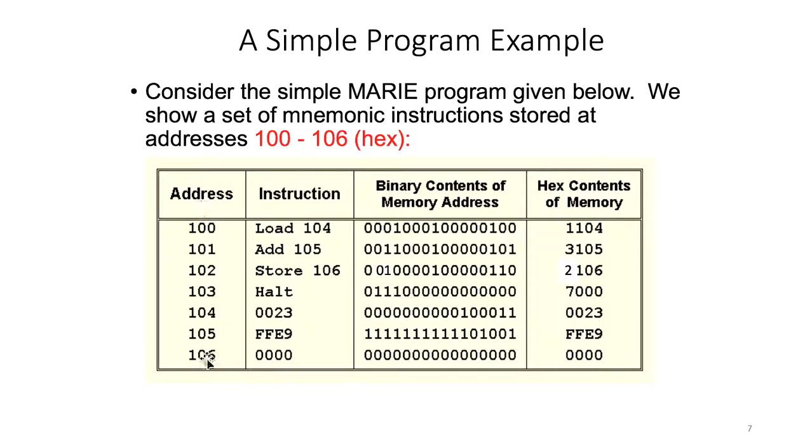So this represents the address, this represents the instruction set in the program, this is the binary representation of the instruction, and this is the hex content of the instruction stored in the memory. At the address 100, the load instruction will load the information at the address 104. So basically it is going to load the address.